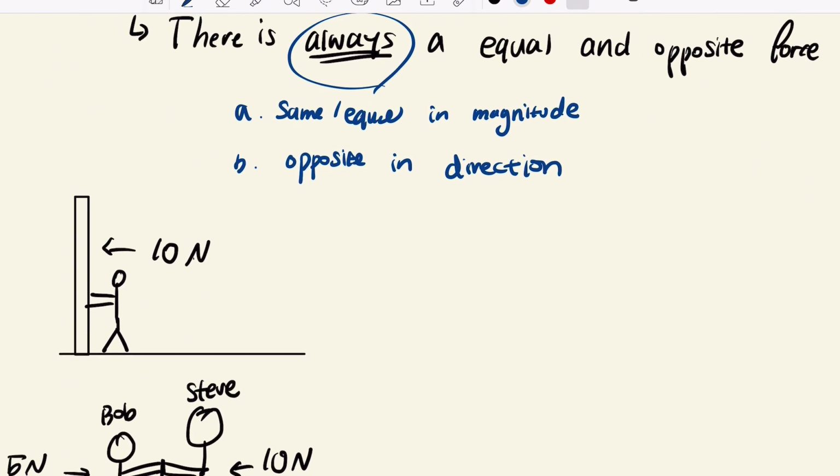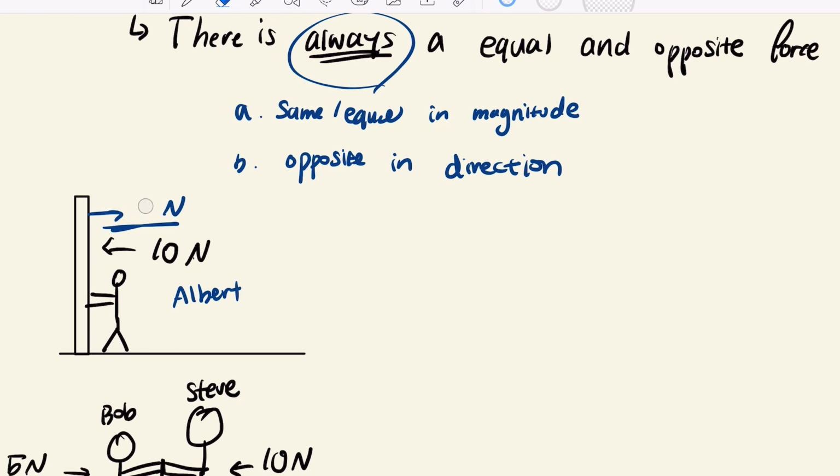So here, for example, if a person called Albert is pushing the wall with 10 newtons, the wall, although it is counterintuitive, is pushing Albert back with 10 newtons. And that is why neither Albert nor the wall is moving. If this 10 newtons of the wall pushing back did not exist, Albert and the wall would be moving towards the left direction because it is an unbalanced force.